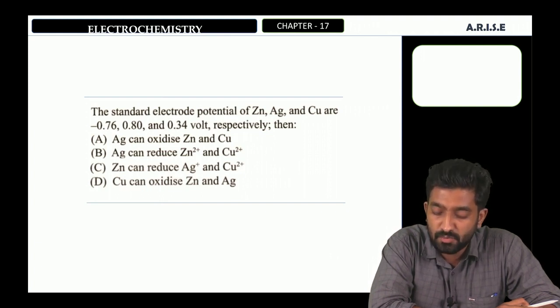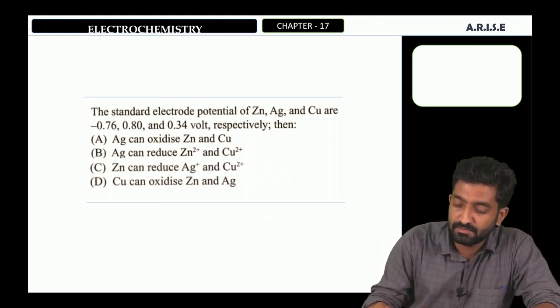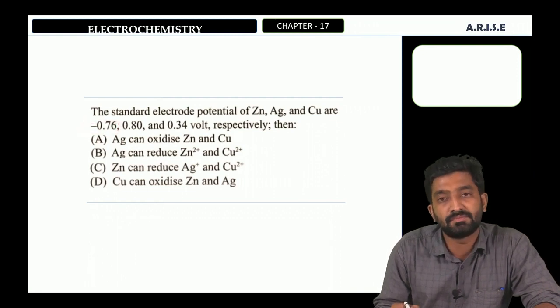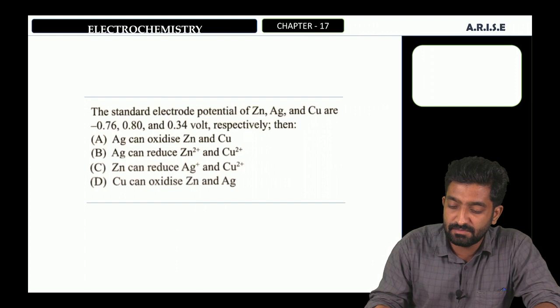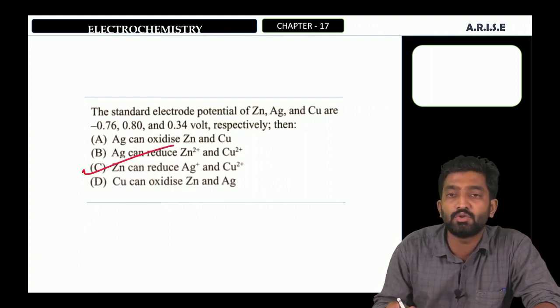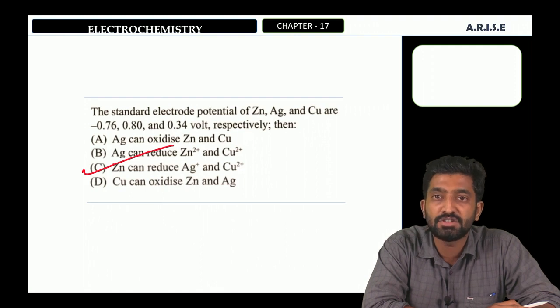Then the options. First option, silver can oxidize zinc and copper. Silver can reduce Zn2+ and Cu2+. Zinc can reduce Ag+ and Cu2+. Copper can oxidize zinc and silver. I have already explained in the previous question, the metal having the lowest reduction potential will act as a strong reducing agent. Here zinc has a reduction potential of minus 0.76, therefore zinc will act as a strong reducing agent. That means zinc can reduce Ag+ and Cu2+ ions. Therefore our correct answer is option C, zinc can reduce Ag+ and Cu2+ ions.